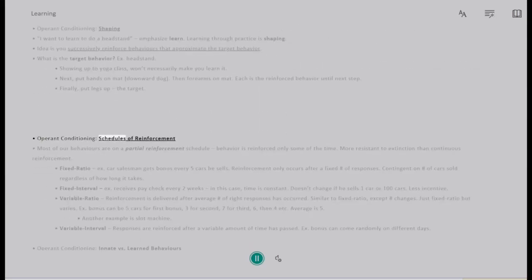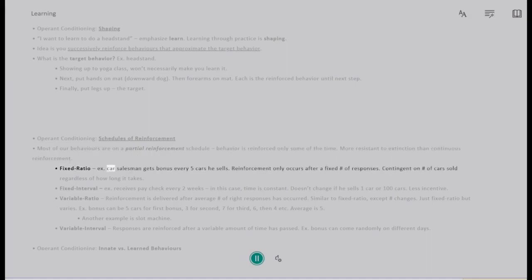Operant conditioning: schedules of reinforcement. Most of our behaviors are on a partial reinforcement schedule. The behavior is reinforced only some of the time. This is more resistant to extinction than continuous reinforcement.